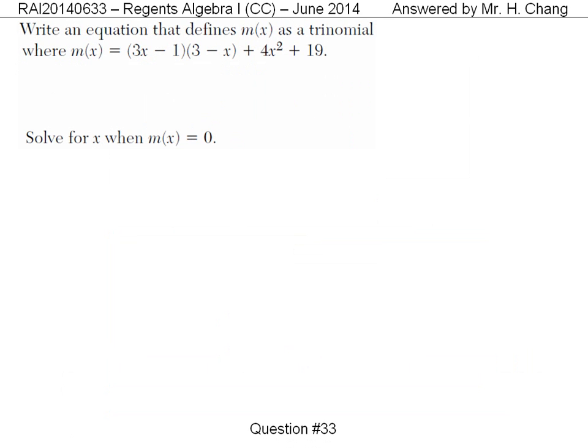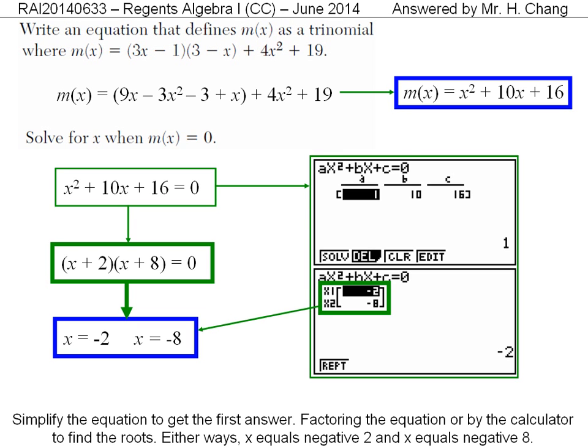Question number 33. Simplify the equation to get the first answer. Factor the equation or use the calculator to find the roots. Either way, x equals -2 and x equals -8.